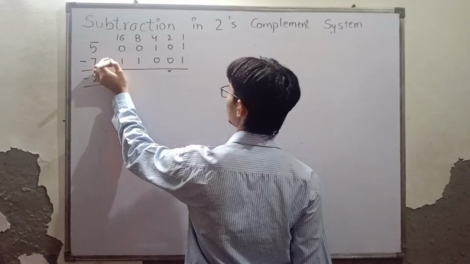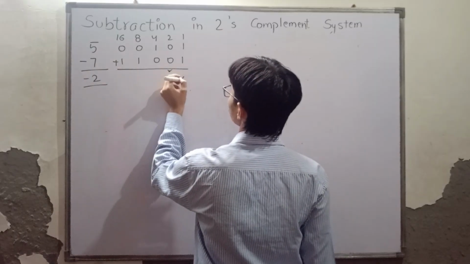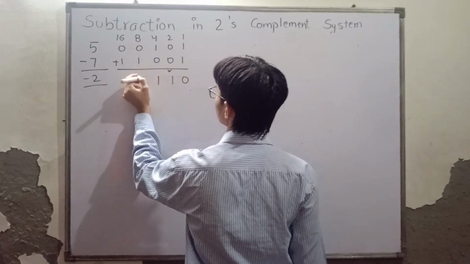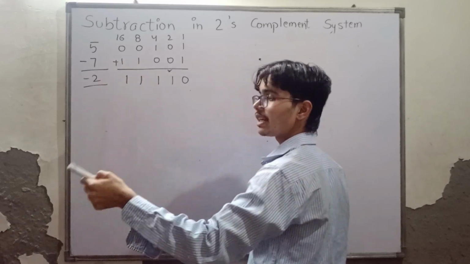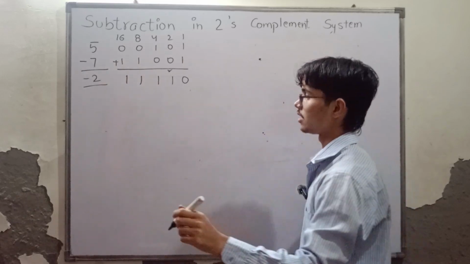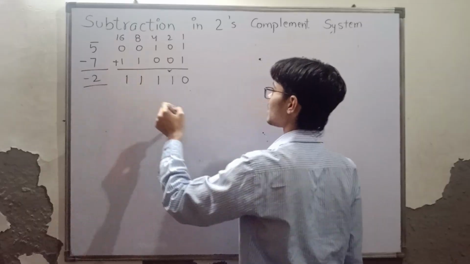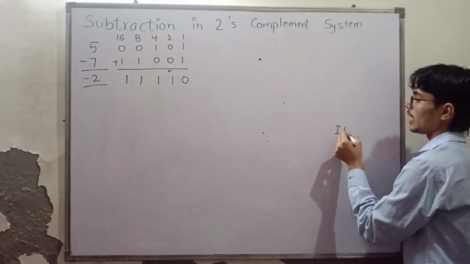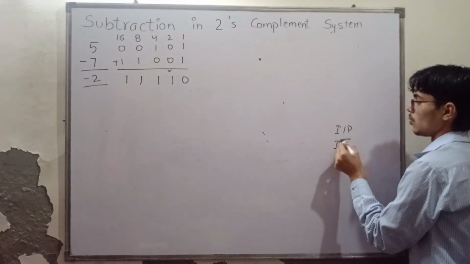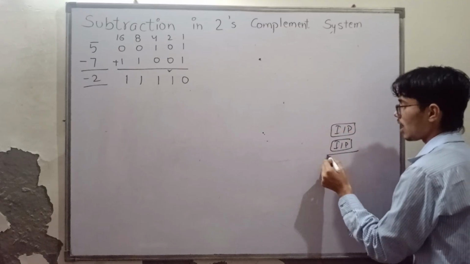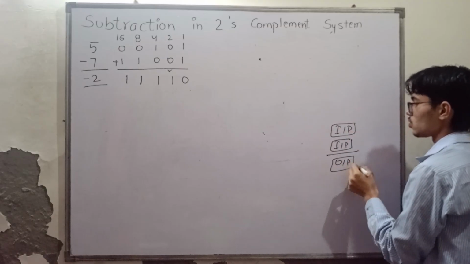Now just simply add this: 0, 1, 1, 1, 1. No carry is generated. If carry is generated, then we discard the carry, simple. Okay, this number is also present in 2's complement form, like both input and output are present in 2's complement form.